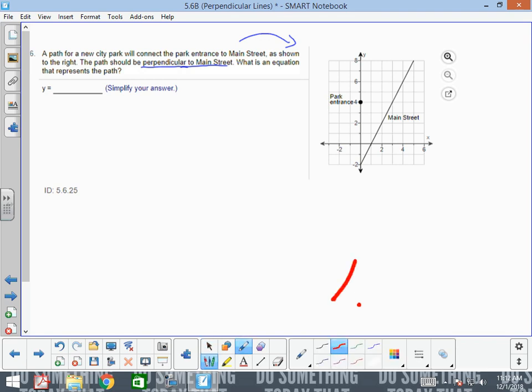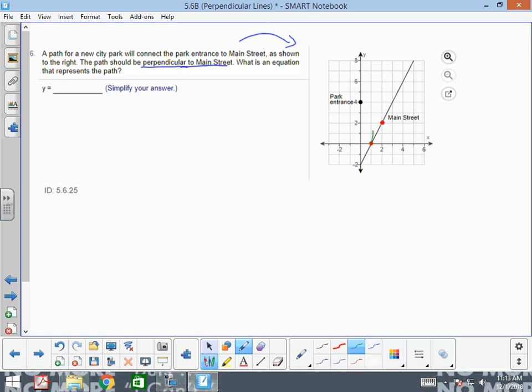Okay, so let's find 2 points. All right, so one point on Main Street is there. Another point on Main Street is right there. So the slope of Main Street, we're going to go up 2 and then right 1. Since I went up 2, that's +2 over right 1, that's +1. So the slope of Main Street is 2 over 1. But I need to know the perpendicular slope because it says perpendicular to Main Street. So flip it and change its sign. So we're going to use -1/2 for m.